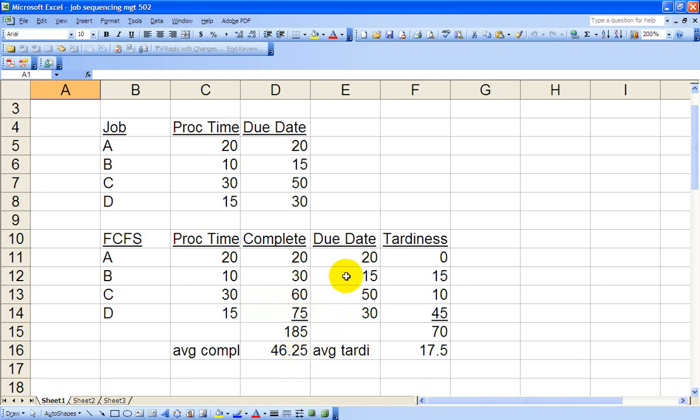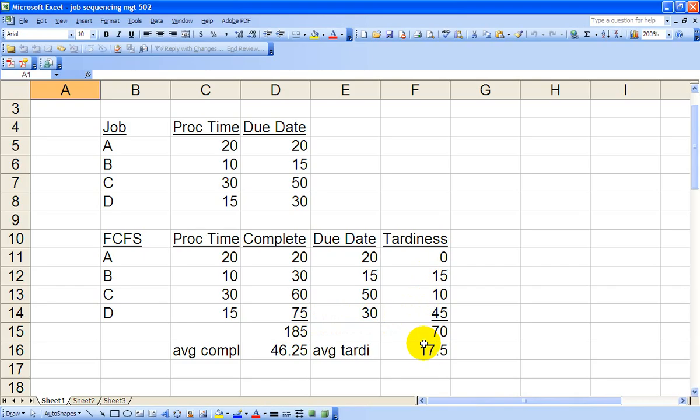Now if we look at the due date for A, it was 20, the completion time was 20, so it was not tardy, tardiness of 0. Job B was completed at time 30, it was due at time 15, so the tardiness was 15. Job C was completed at time 60, it was due at time 50, so the tardiness was 10. And lastly, job D was completed at time 75 and is due at time 30, so it was 45 units tardy.